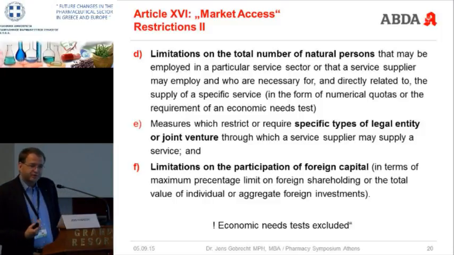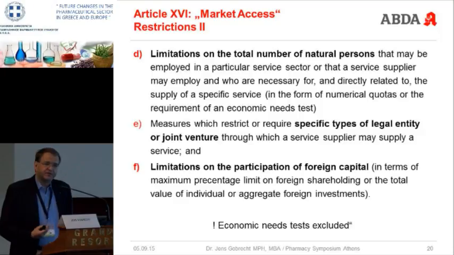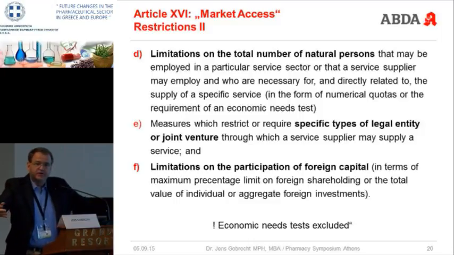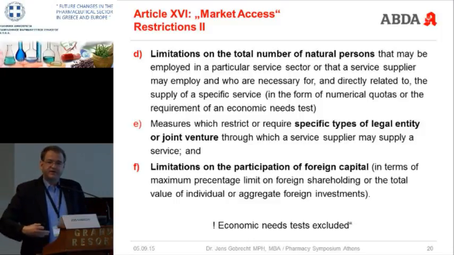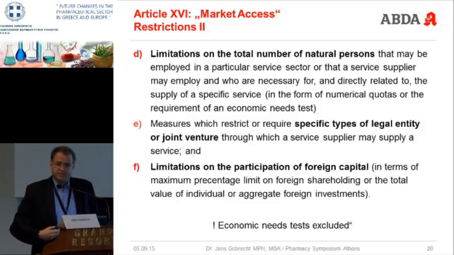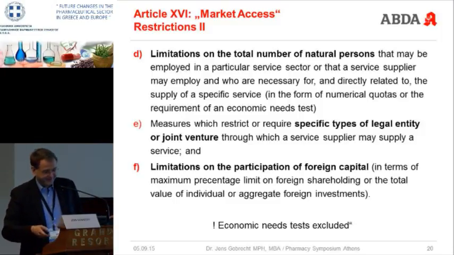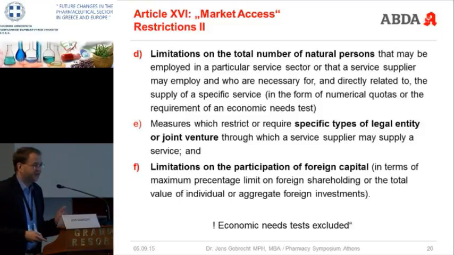So whenever you do a trade agreement, which means in principle that you give away some of these 6 tools, you limit the possibility of regulating your health system by giving away one of these 6 tools, either fully, partly, or if you're very clever, not at all. Very important to understand.